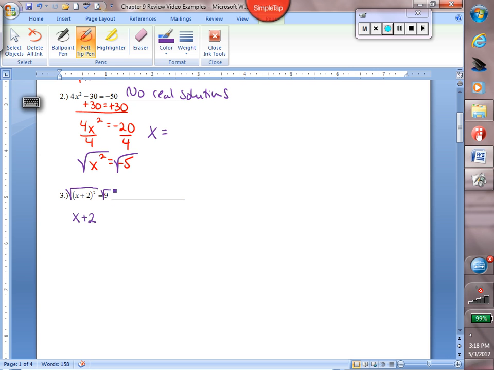But now the square root of 9, it could be positive 3, or it could be negative 3. Notice the plus minus part happens with the 3. x plus 2 stays the same for both solutions. Subtract 2 from both sides, x equals 1. x equals negative 5. Do you need both solutions? The answer is yes.